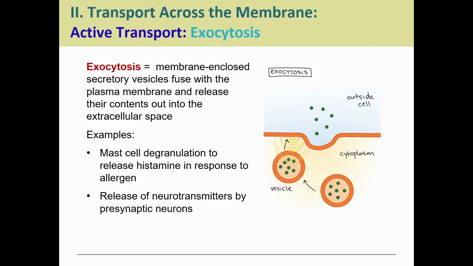With exocytosis, again, it's basically endocytosis in reverse. We have a vesicle, it's going to fuse with the membrane, and it's going to spill the contents out into the space outside the cell. So we use this when we do things like releasing histamine when we come into contact with an allergen. Our neurotransmitters will be released in the same fashion when we look at the neurons, the presynaptic neurons, which we'll see again later.